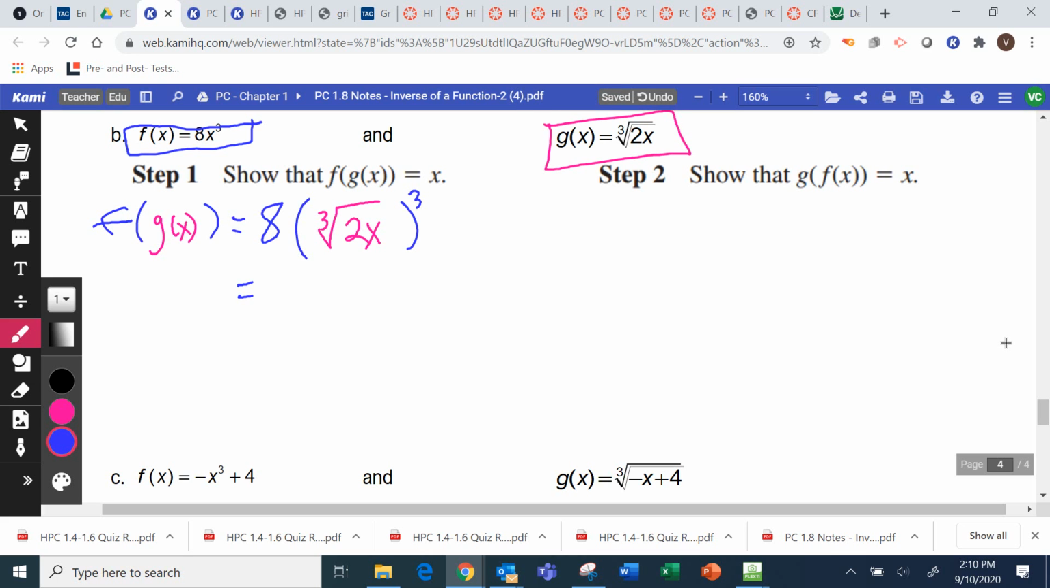So inside of my parentheses, I have a cube root. The entire thing is a cube root. Outside of my parentheses, I have a cubed. So what happens? Cancel each other out. Those are inverses, so I have just left over 2x. We multiply those together, and I get 16x. Does that equal x? Mm-mm.